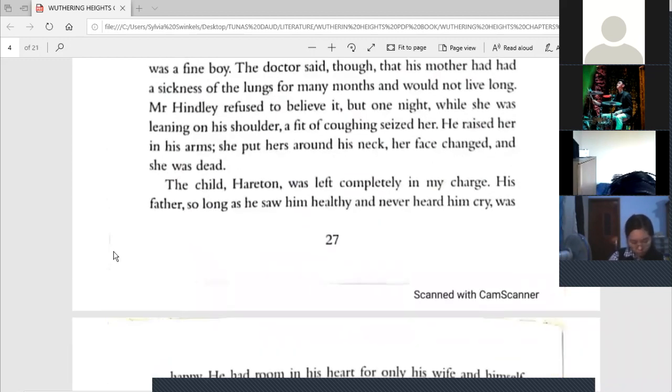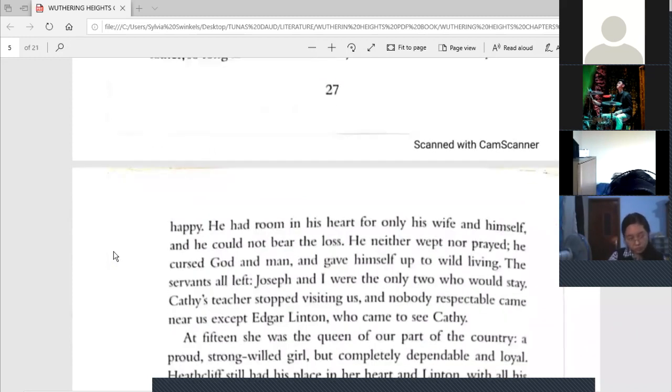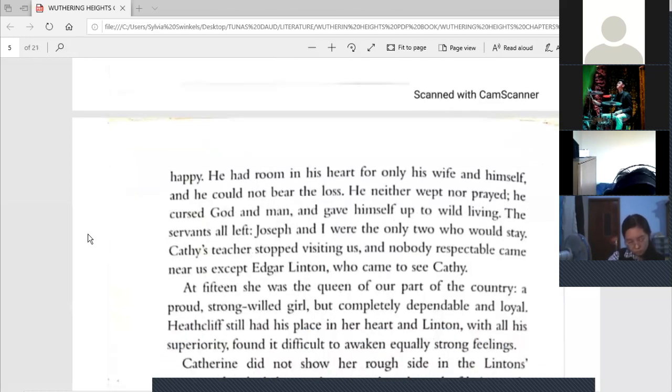The child, Hareton, was left completely in my charge. His father, so long as he saw him healthy and never heard him cry, was happy. He had room in his heart for only his wife and himself, and he could not bear the loss. He neither wept nor prayed. He cursed God and man and gave himself up to wild living. The servants all left. Joseph and I were the only two who would stay. And Kathy's teachers stopped visiting us, and nobody respectable came near us except Edgar Linton, who came to see Kathy.